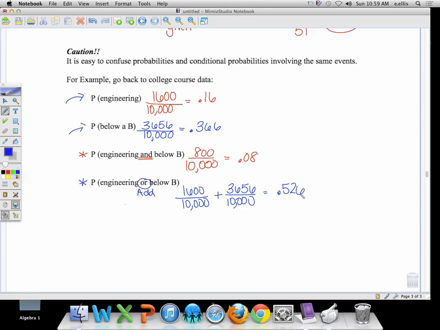Again, beware, there are a lot of different kind of options when it comes to probability. Conditional, and you multiply, and you add. There's a lot of different things to consider, especially when you're within those charts. Okay, so be really careful.